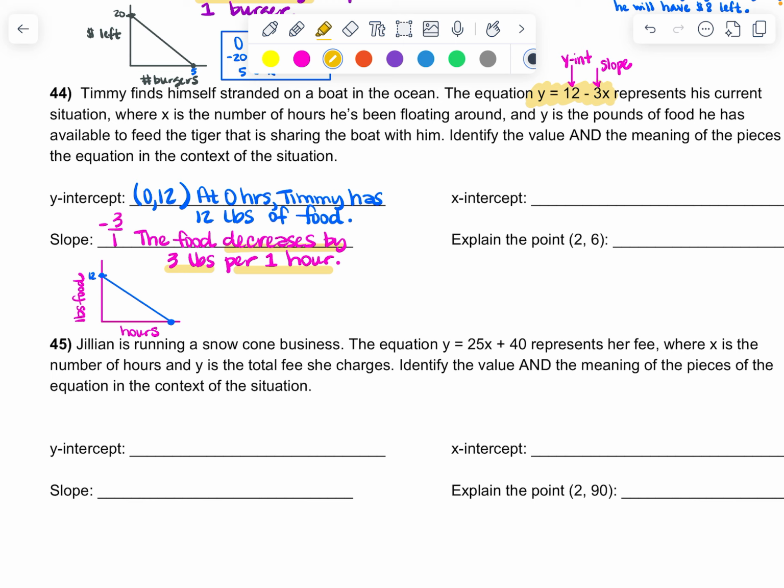Or if you want to say the tiger eats 3 pounds per hour, the word eats could be used to describe the decrease. I would take that too.